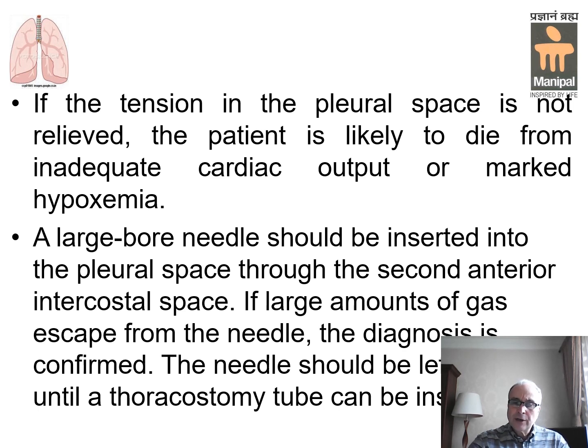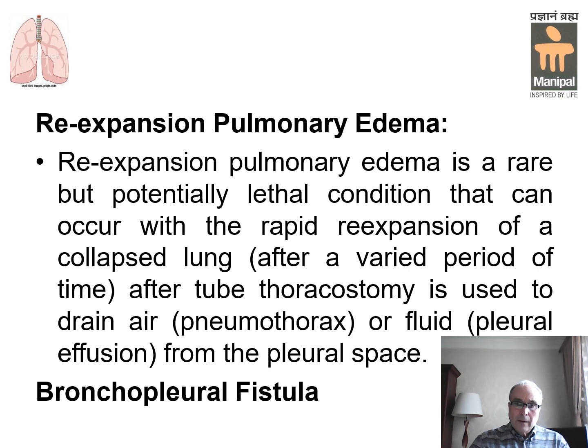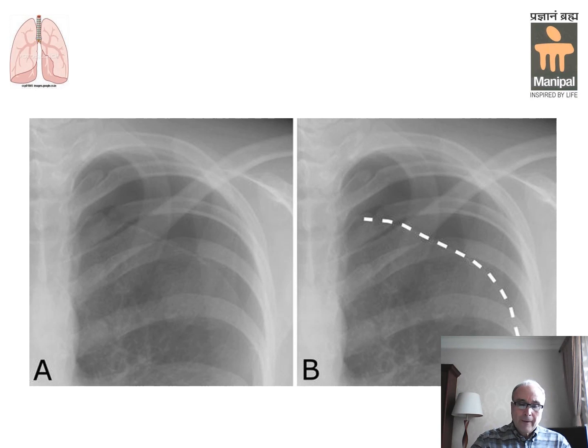Closed tube drainage is the most reliable treatment. The tube is inserted anteriorly via the second intercostal space into the apex of the pleural cavity.